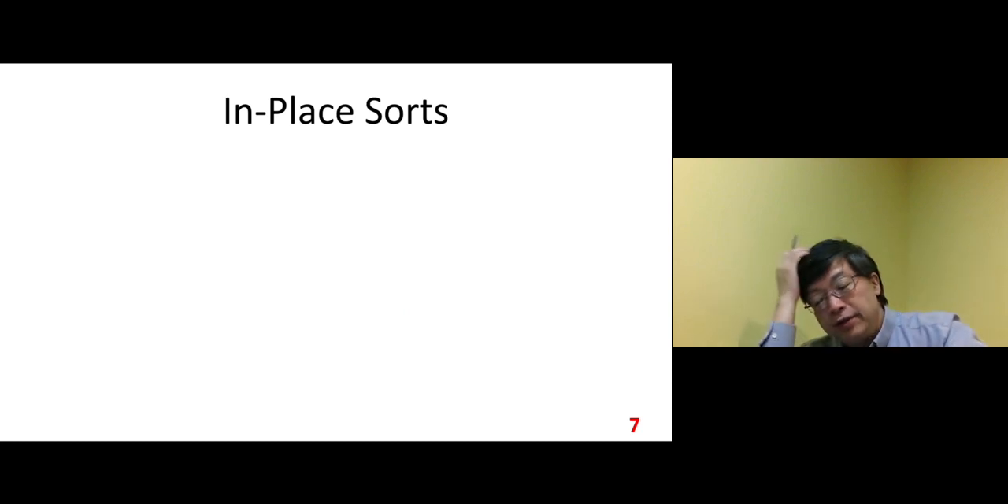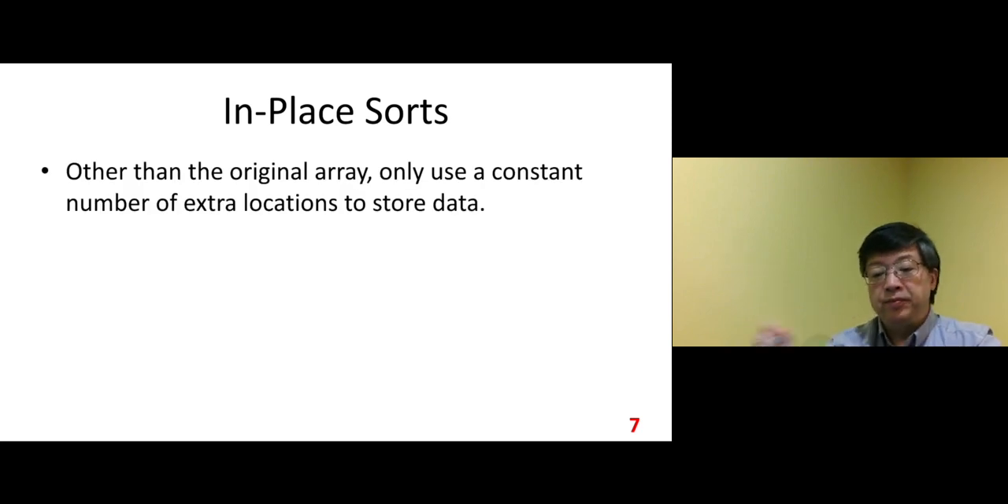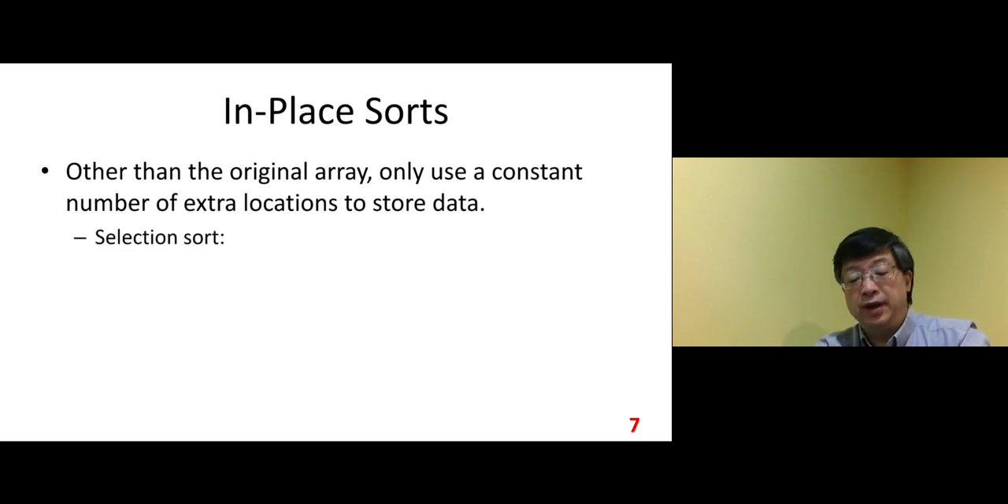The last thing I want to talk about is in-place sorts. We have this concept before. The meaning, the definition: other than the original array, only use a constant number of extra locations to store data. So let's look at all the sorting algorithms we have learned at this point.